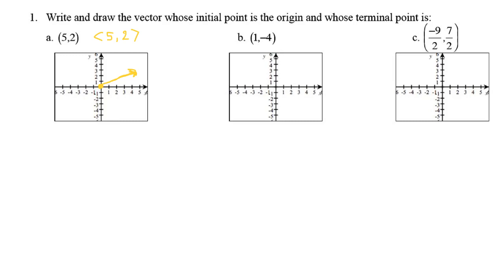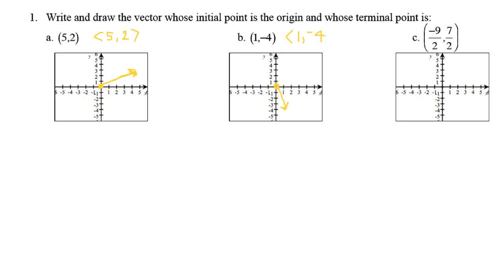And let's see, for part B, we are also going to have the same idea. We are going to start at the origin. We go over 1 and down 4. That's our terminal point. We do connect them. And then it wants us to write this in vector notation, which is going to be 1, -4.